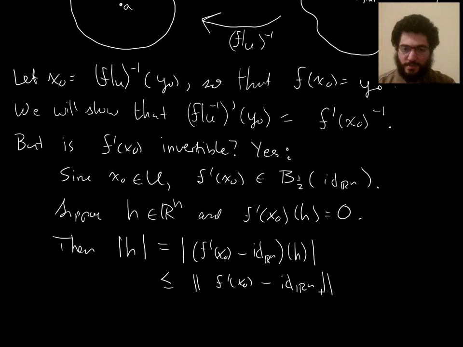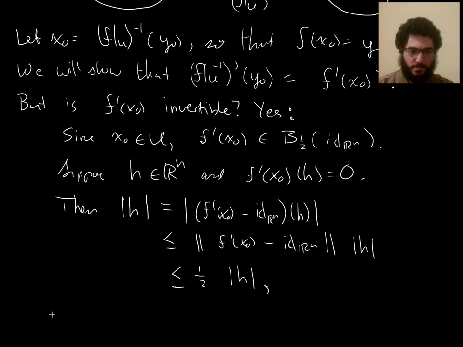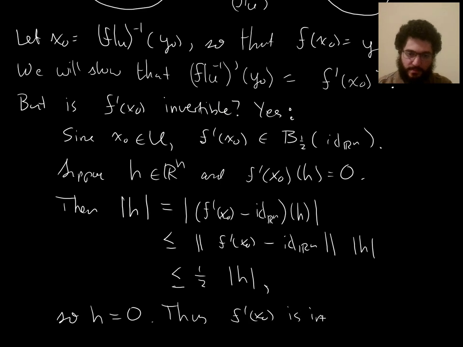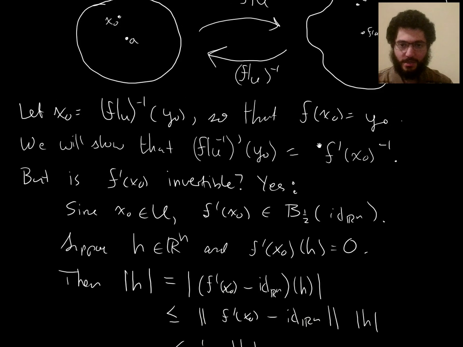So you see what I'm doing. I'm just forcing this term in because this is what I have control over. I know that it's less than 1/2. Well, I should say less than or equal to, since I'm trying to prove h is 0 anyway. So this thing here is less than 1/2, and so the norm of h is less than or equal to 1/2 of itself. This can only happen if the norm of h is 0, which can only happen if h is 0. So this is injective, and therefore invertible. Okay, so we can now talk about f prime of x naught inverse.